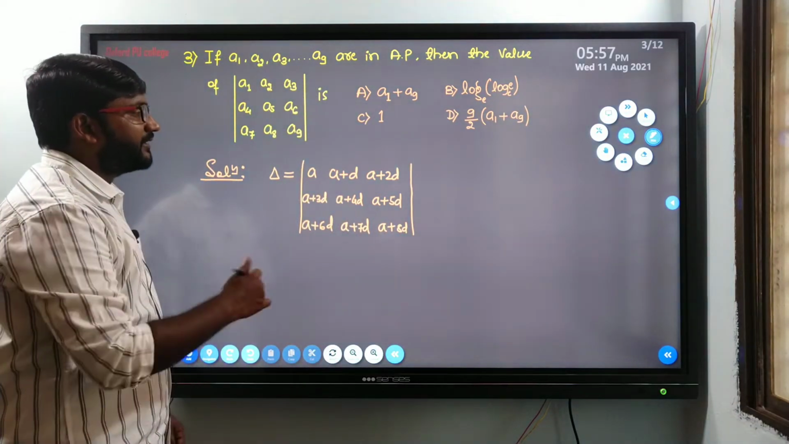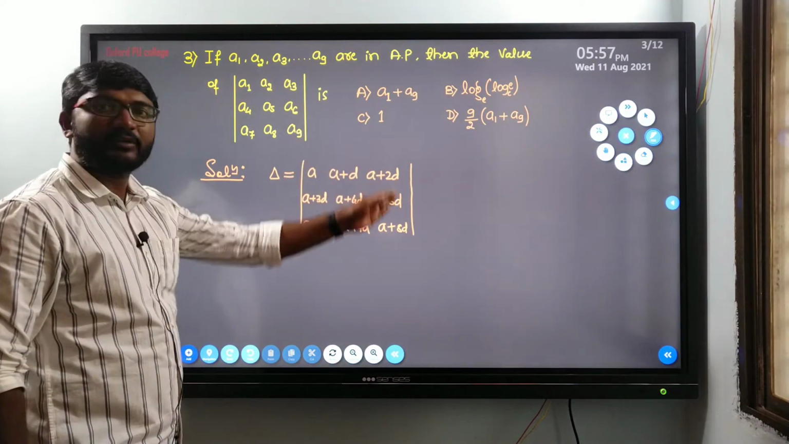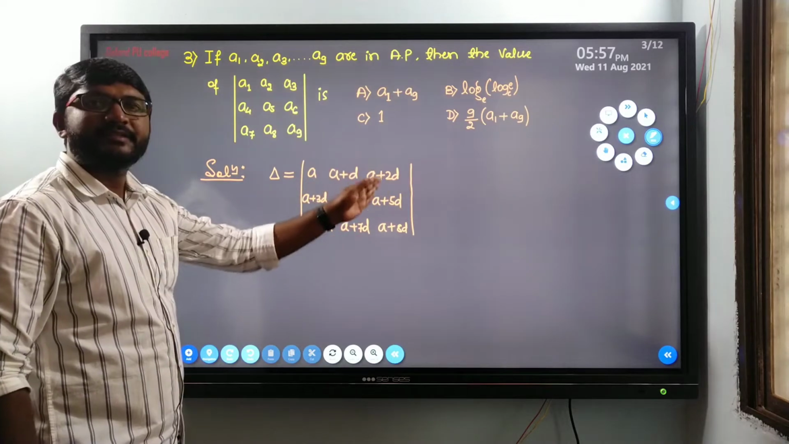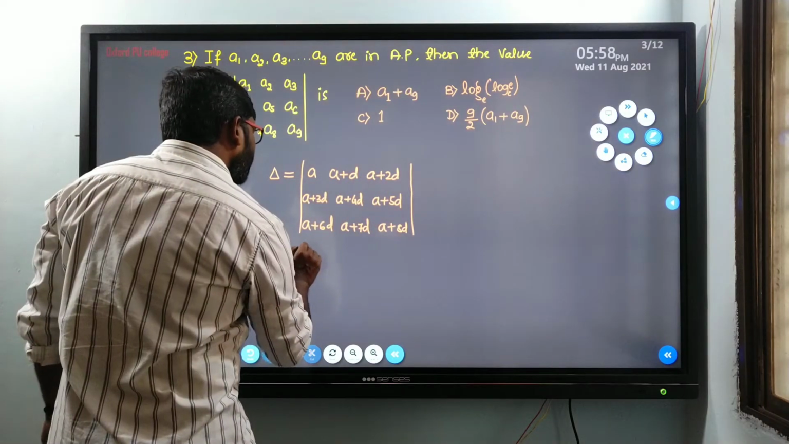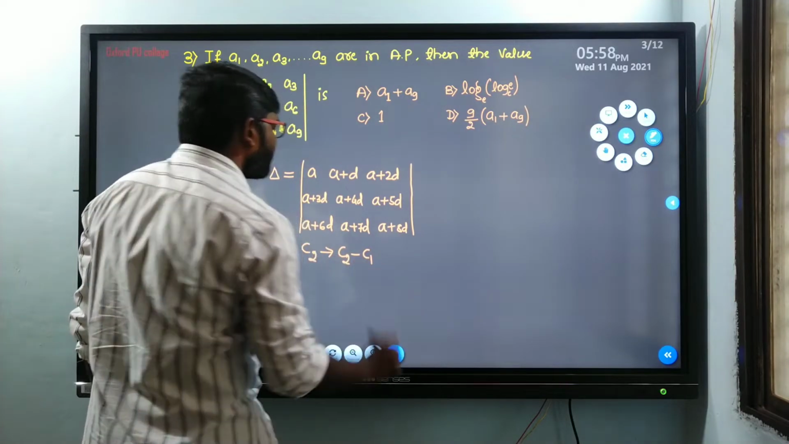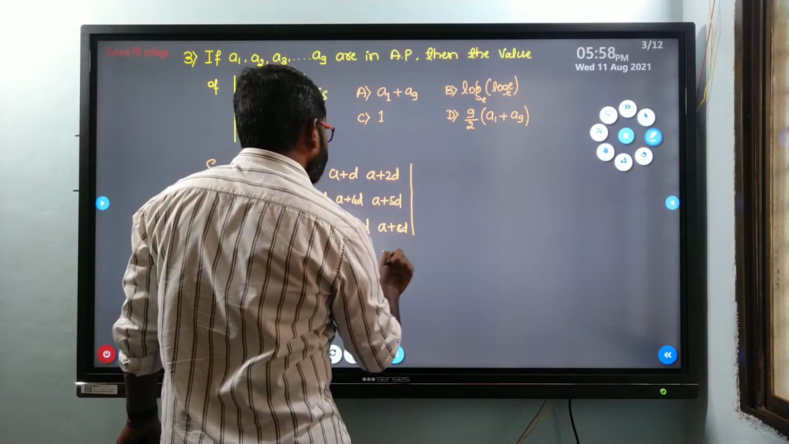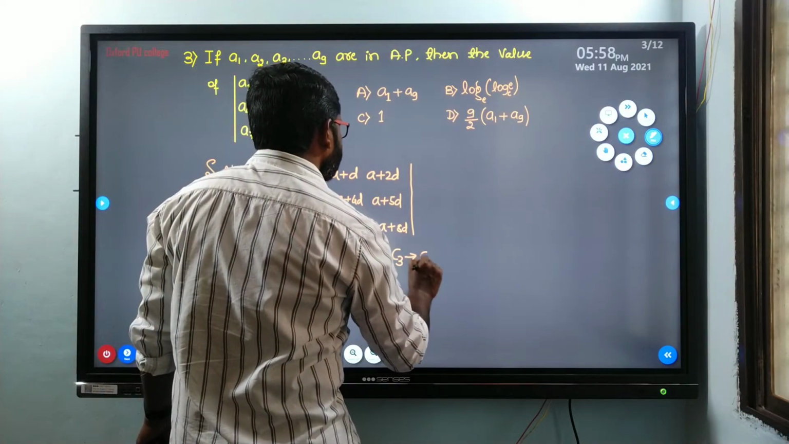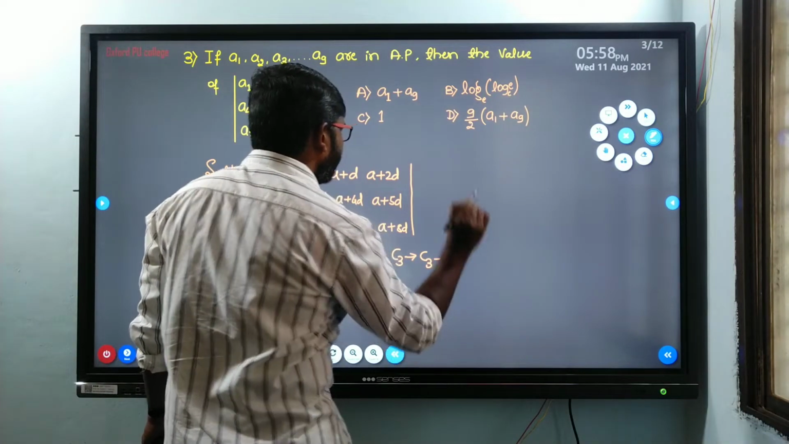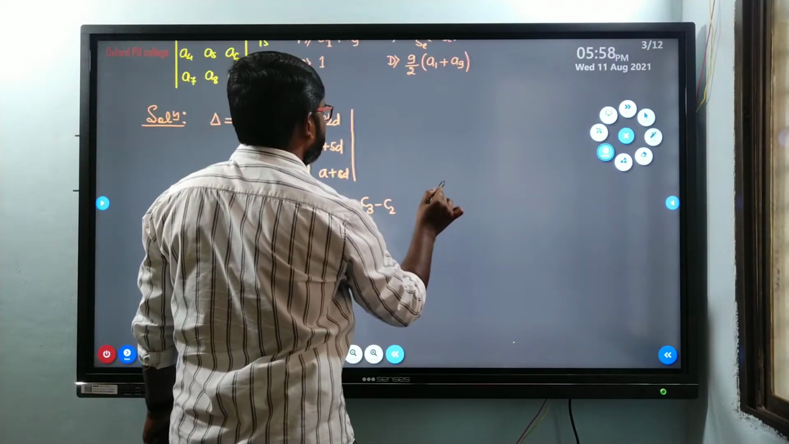Now I'll be going for operations column wise. This is column 1, this is column 2, this is column 3, C1, C2, C3. Now what I'll do, C2 changes to C2 minus C1, and then C3 changes to C3 minus C2. So let us go ahead with the operations here.